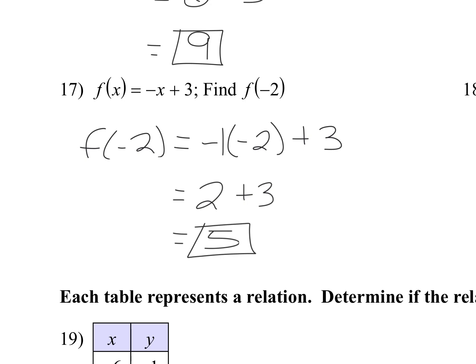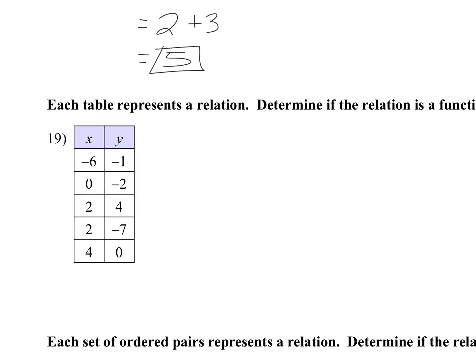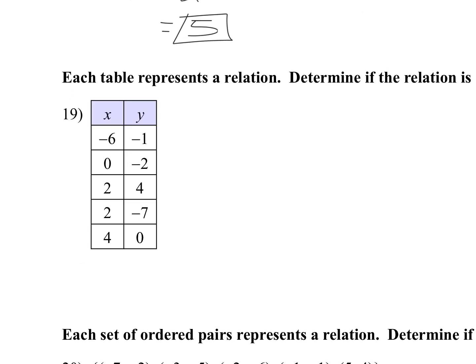All right. On 19, we want to determine if the relation is a function. Let's review a little bit. How do we know if it's a function? Remember on a graph, your vertical line test? How do we know from a table? Can any x's repeat? No, x's cannot repeat. You have to have one x to one y. Can y's repeat? Yes, y's can repeat. So you got to look at your x values.